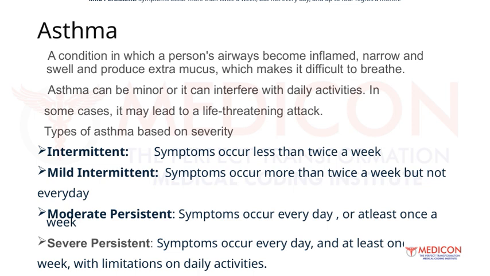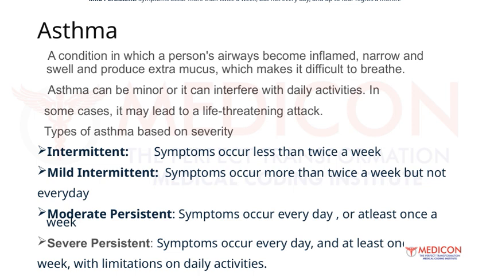Next is moderate persistent asthma. In this case, symptoms are happening every day or at least once a week, which can really impact daily life. Then, there's severe persistent asthma, which is the most serious form. Here, symptoms occur daily and at least once a week, often limiting daily activities significantly.